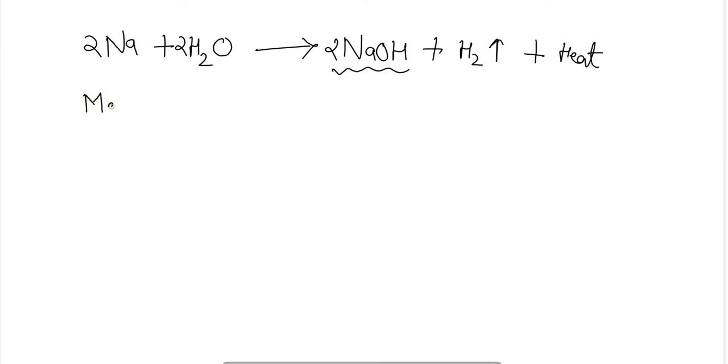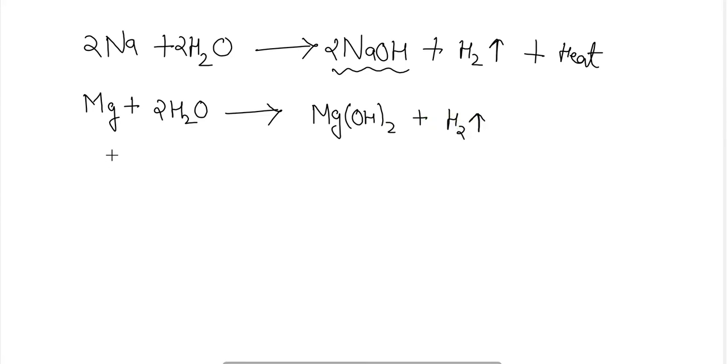Similarly, when Mg is reacting with water, magnesium hydroxide is formed, but not a very large amount of heat is released. So in this kind of reaction, where metal hydroxides are formed, they have a highly basic nature, a highly alkaline nature.